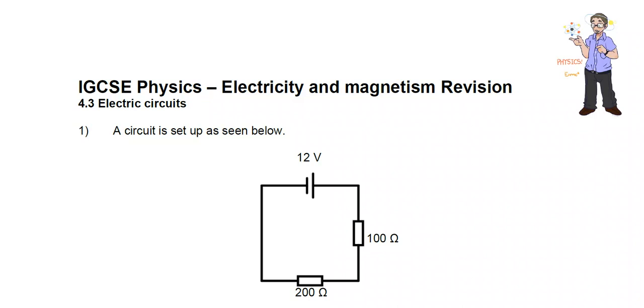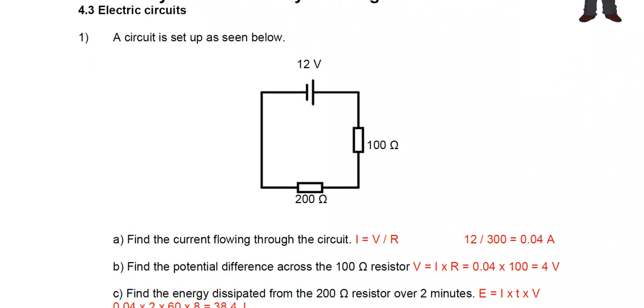4.3 Electrical Circuits Memo. Question 1. A circuit is set up as seen below. We've got a 12 volt battery or cell, and then two resistors wired in series, a 100 ohm and a 200 ohm resistor. It says find the current flowing through the circuit.